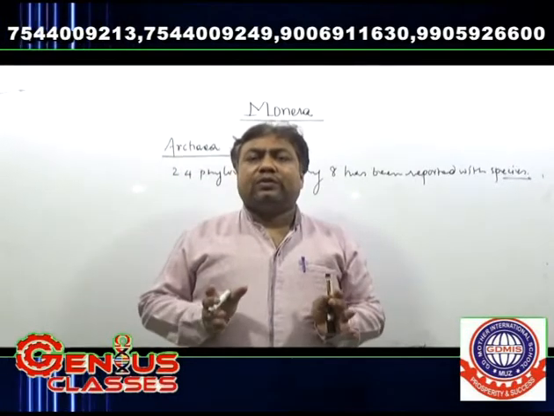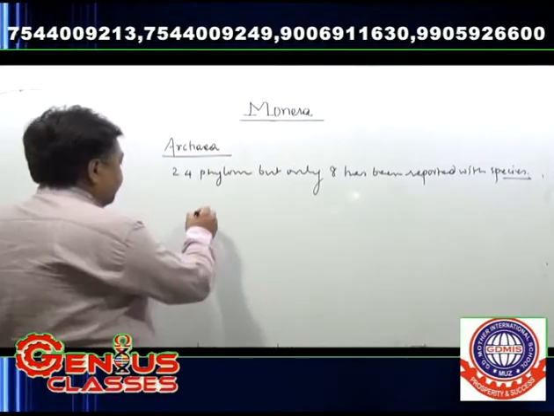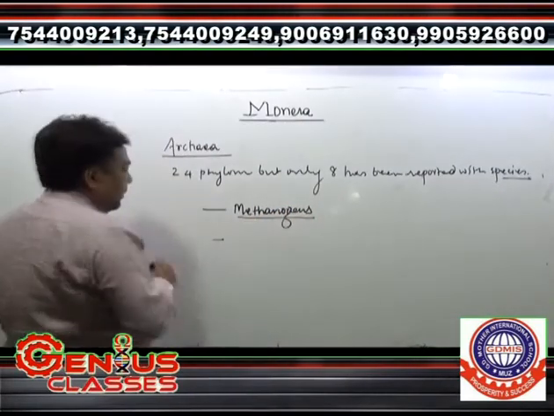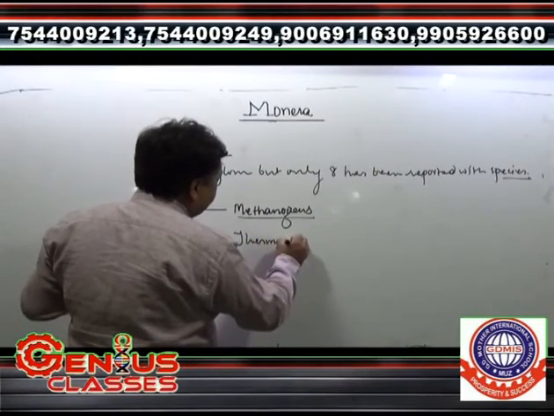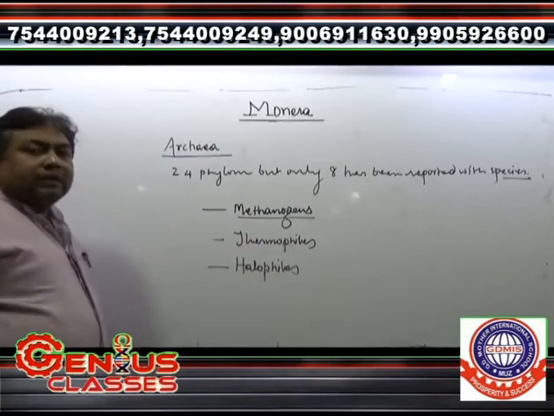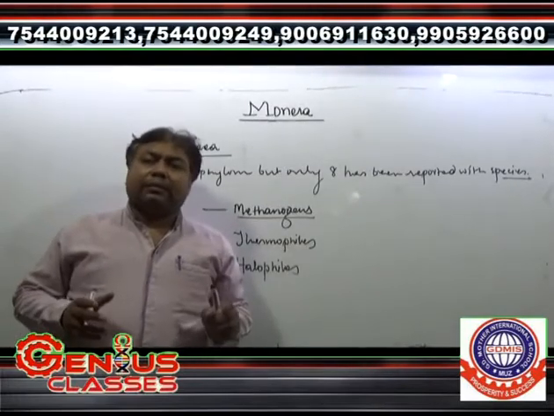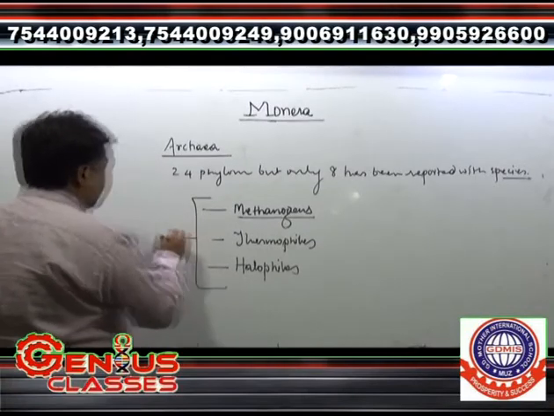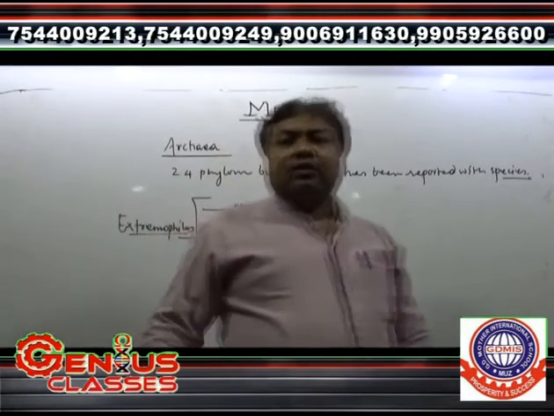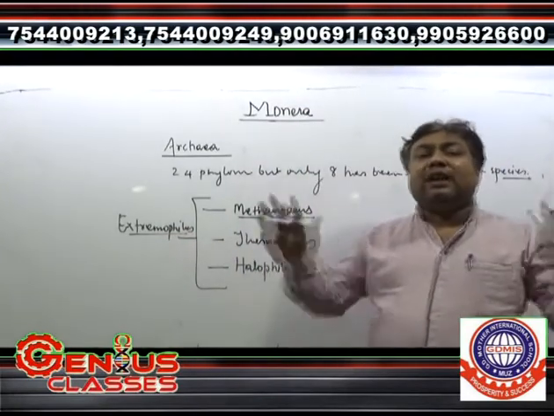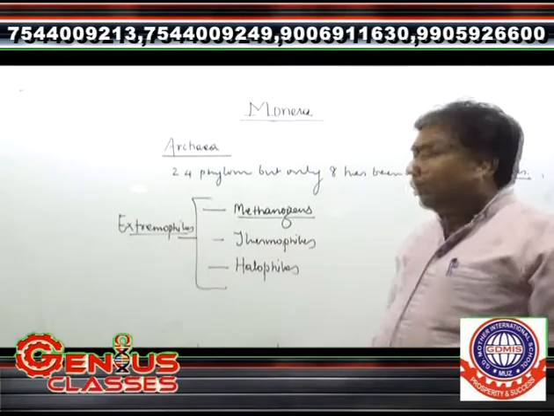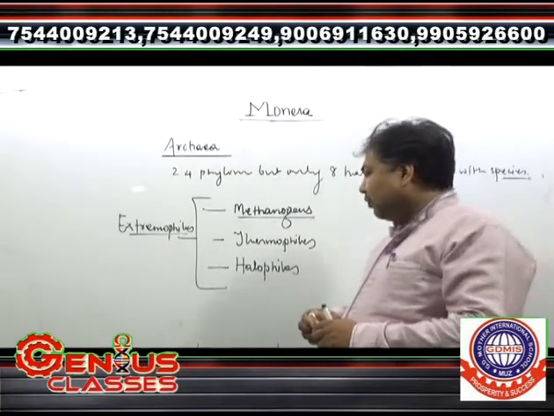So the major groups of study today in Archaea are methanogens, thermophiles, and halophiles. These are not phyla, these are groups. They may be present in different phyla. These constitute extremophiles. Extremophiles means they are the groups which survive in hostile conditions. Among these extremophiles we have methanogens, thermophiles, halophiles.